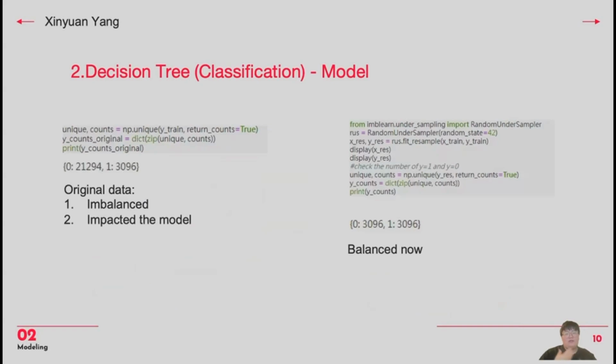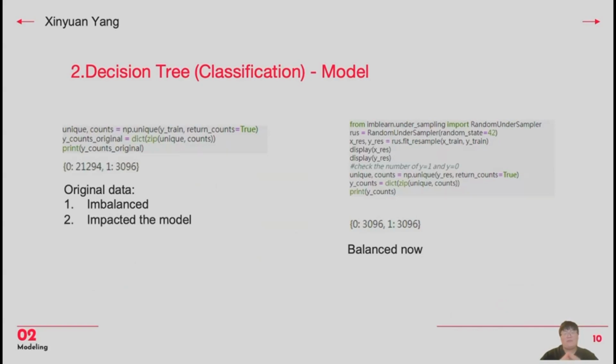After that, we went back to the data and checked the number of y equals 0 and y equals 1. We found that y equals 0 could be 4 times more than y equals 1, which means that the data was imbalanced and had impacted the decision tree model. Therefore, we used imbalanced-learn to balance the data.